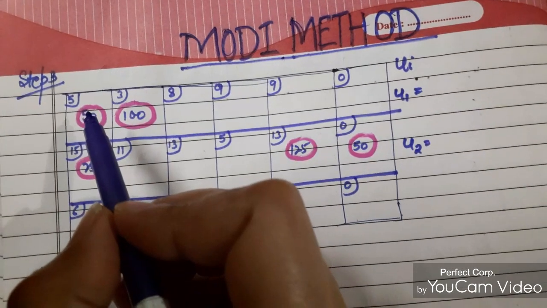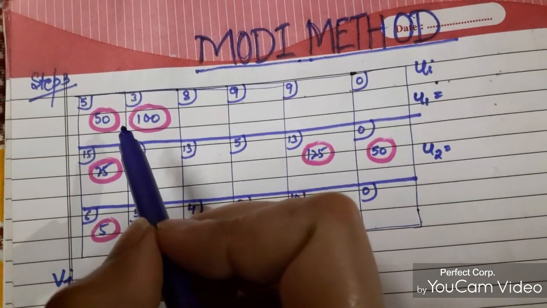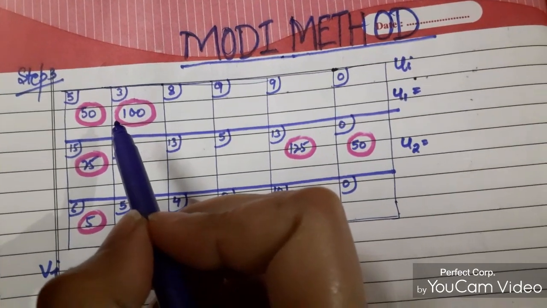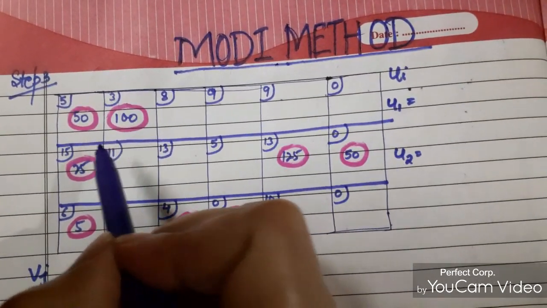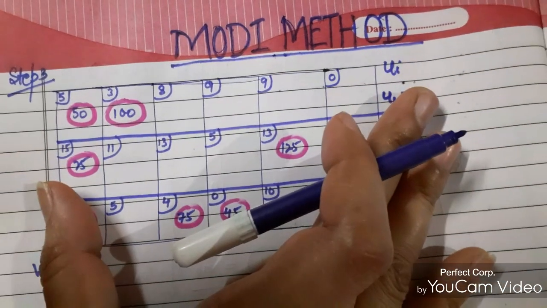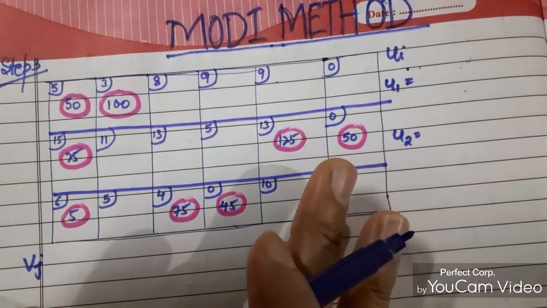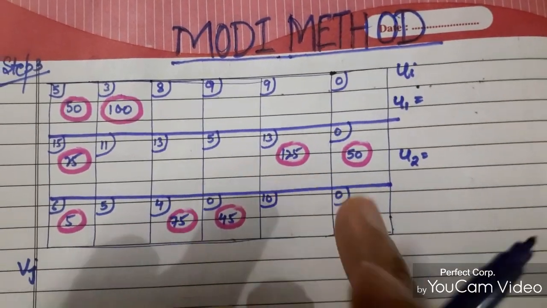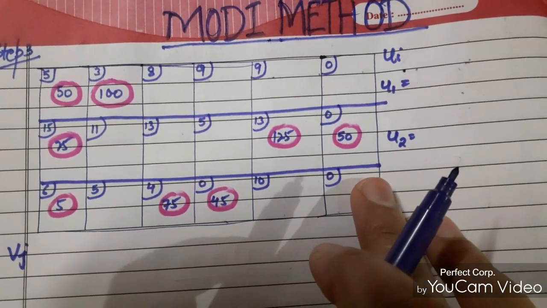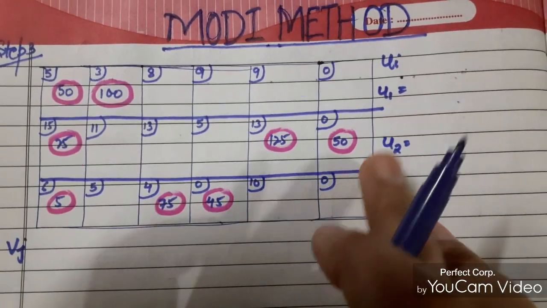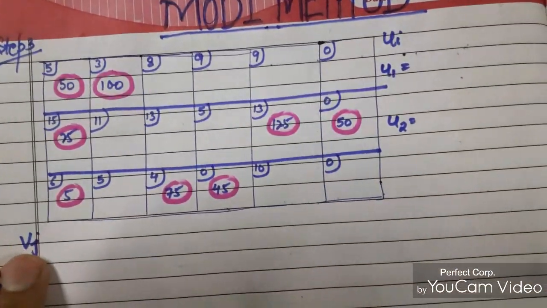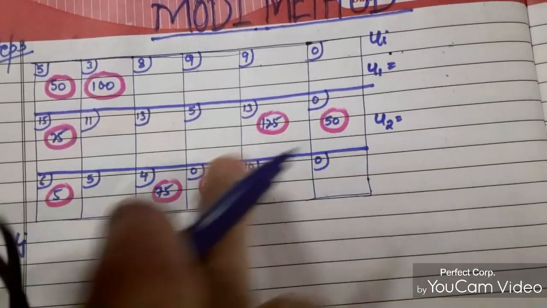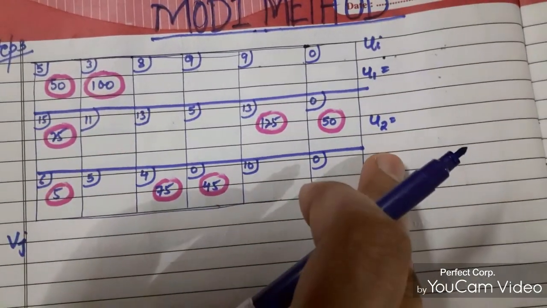I have already explained all these things in my previous videos when I explained Vogel's approximation method and the Modi method also. So you can understand that now we have obtained the table in which we have allocations with the help of Vogel's method. The first step of the Modi method, as I have already told you, is to calculate the ui and vj by using the cells which have the allocations.